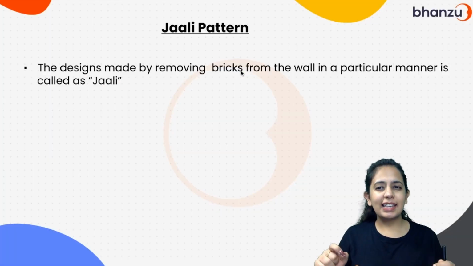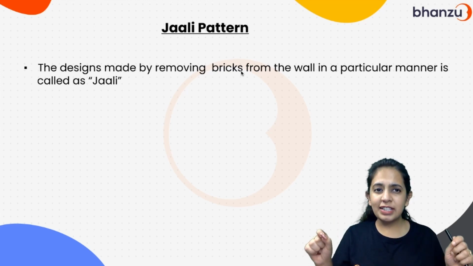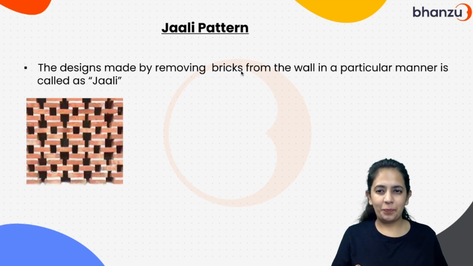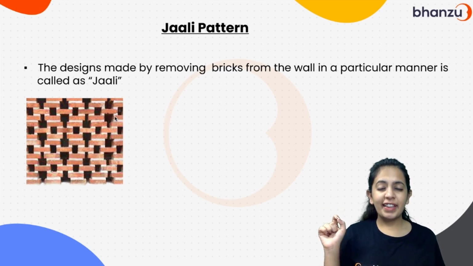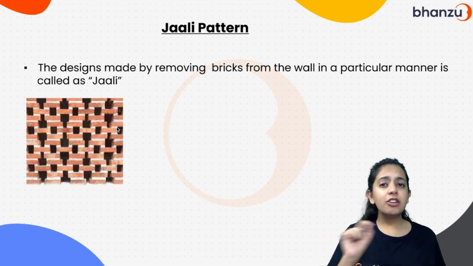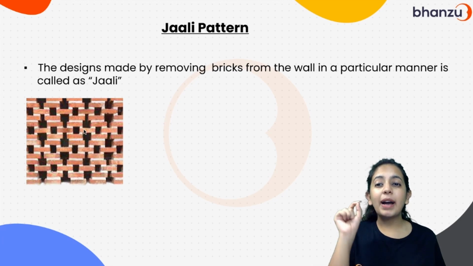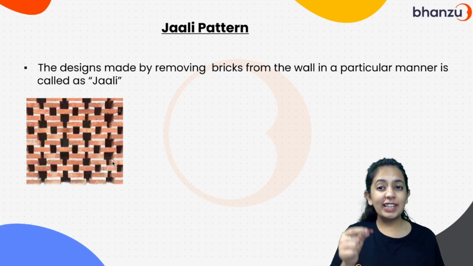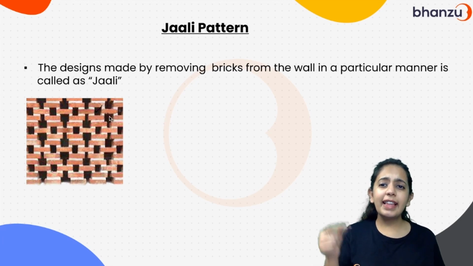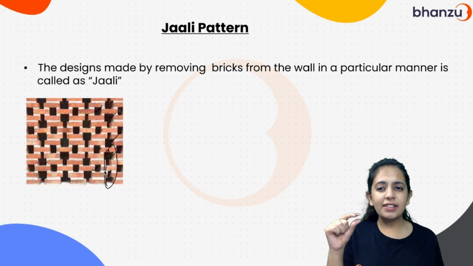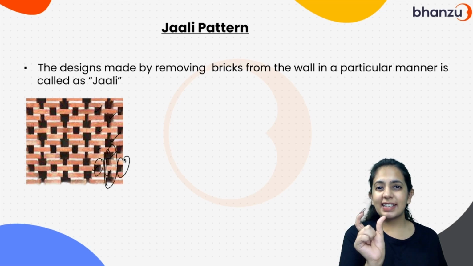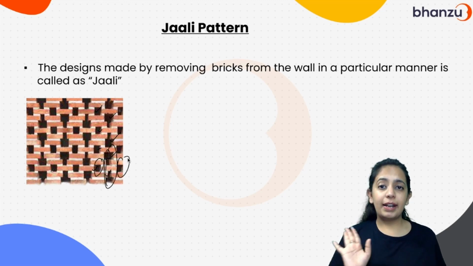Okay, these designs are made by removing the bricks from the wall in a particular manner. You observe that in this wall, some of the bricks have been removed. And they are removed not in a random way, but in a pattern, right? Can you see that pattern? Like one is here, then the bigger one is here, then small one, then big one, then small one, then big one. So between every two big ones, there is one small one on the sides, right? So this is a pattern again.